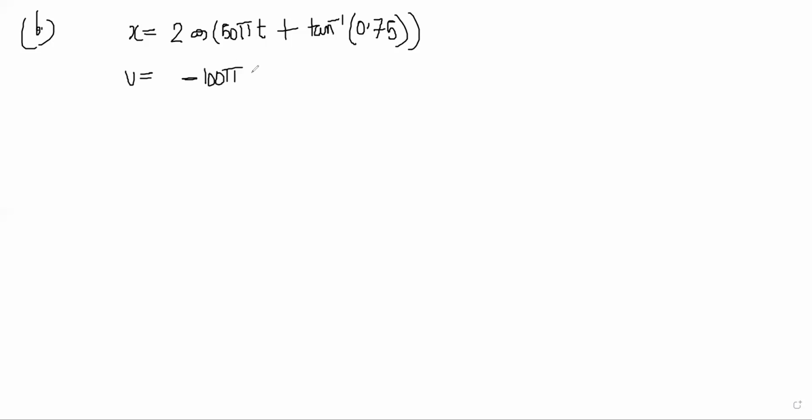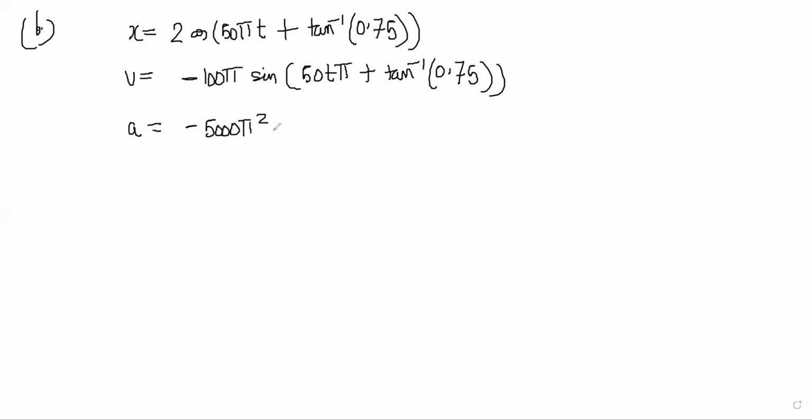Part B is asking, when does acceleration have maximum magnitude? If x is given as 2 cos(50 pi t plus tan inverse 0.75), velocity is minus 100 pi sine(50 pi t plus tan inverse 0.75). You can get acceleration also by differentiating once more. So it will become minus 5,000 pi square cos(50 pi t plus tan inverse 0.75).